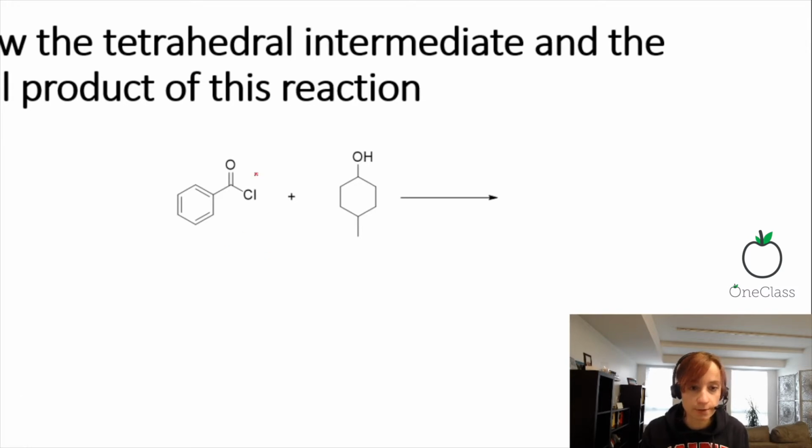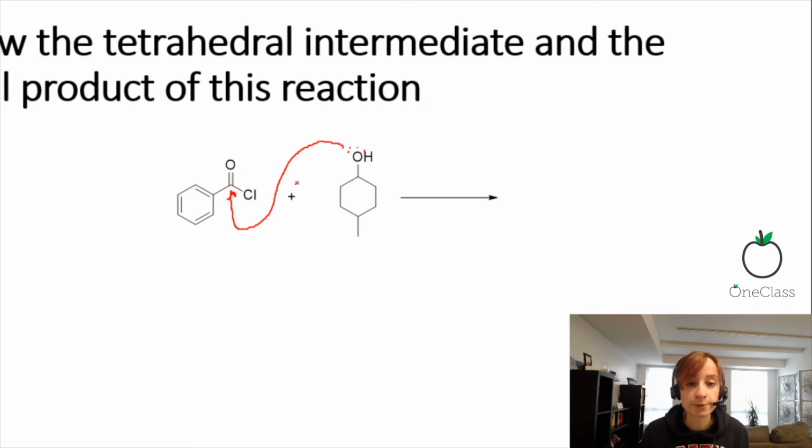So here is our acid chloride, which in this case is our electrophile. As well, this is our alcohol, which is our nucleophile. So the alcohol is going to undergo a nucleophilic attack onto our electrophile. The way that's going to start is from the lone pairs on oxygen. These electrons are going to attack the carbonyl of the acid chloride.